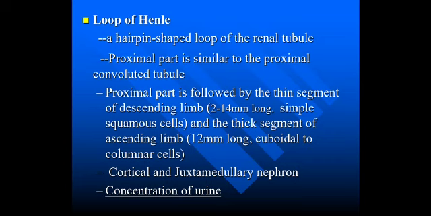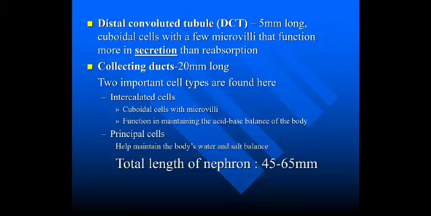So there are two types of nephrons. The one which is in the cortex is called cortical nephrons. The one in the juxtamedullary region is called juxtamedullary nephrons. The cortical nephrons have a short loop of Henle, whereas the juxtamedullary nephrons have a long loop of Henle almost dipping into the medulla. 85% of nephrons are cortical, whereas 15% are juxtamedullary. The cortical nephrons are concerned with the excretion of urine, whereas the juxtamedullary nephrons are concerned with concentration of urine by the countercurrent mechanism. It happens in the medulla by the juxtamedullary nephron.